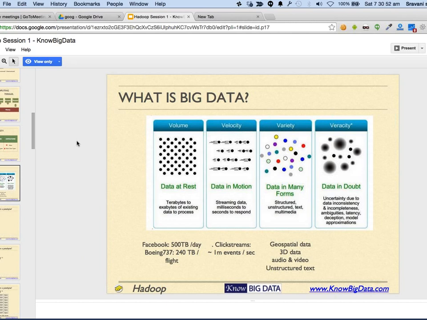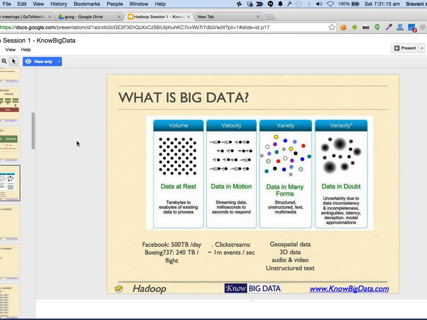Then the variety, as in data in many forms. Variety stands for two things. First, the kind of data you are processing. Second, the kind of problem you are trying to solve. I will tell you a couple of examples in case of variety.